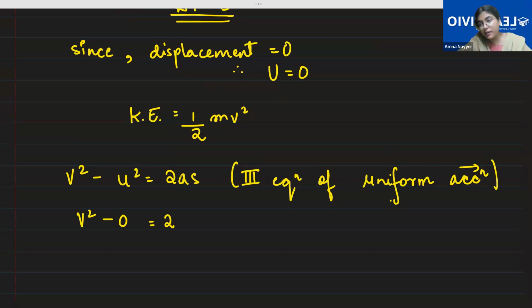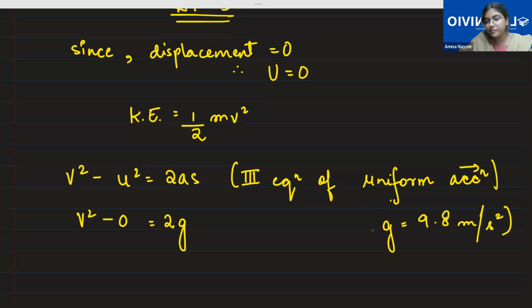Freely falling body, acceleration due to gravity, g. Okay, g is equal to 9.8 meters per second square. Remember? Is it clear? Can we not take 10?